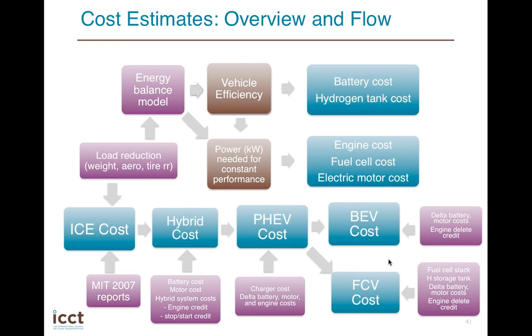This is a little hard to follow. Let me start with the load reduction. That fed in directly both into the cost, but also fed into the energy balance model. And so, as I said before, the energy balance model outputs vehicle efficiency. The vehicle efficiency directly affects the cost of the battery and the cost of the hydrogen tank. Those are both related to how efficient the vehicle is.